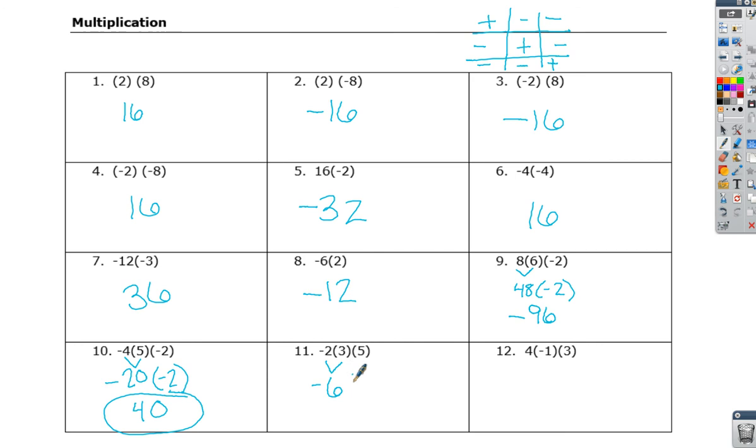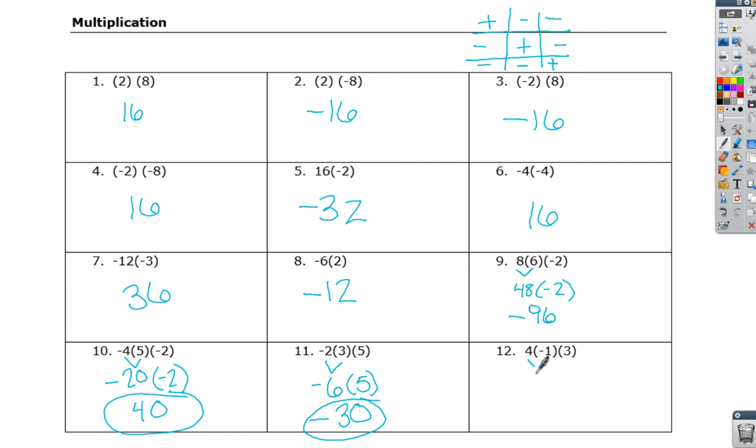So we have negative 6 times 5. Now we have to do multiplication like we normally do. So 6 times 5 is 30. And we have to figure out our sign. So we have a negative times a positive, and that's a negative. So our answer is negative 30.